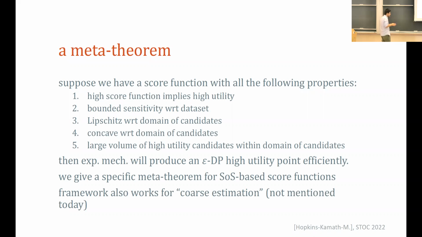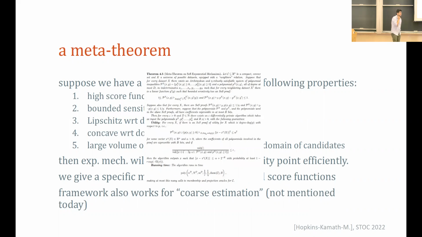And in today's talk, I only talked about the case that we have access to some initial estimate of the mean. But in our paper, we also used the same meta theorem in order to solve the case for coarse estimation. That is, you want to get an estimate that has distance root d. And this can be captured in the meta theorem.